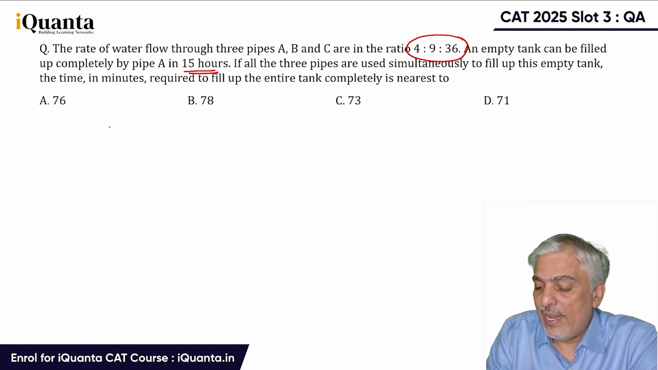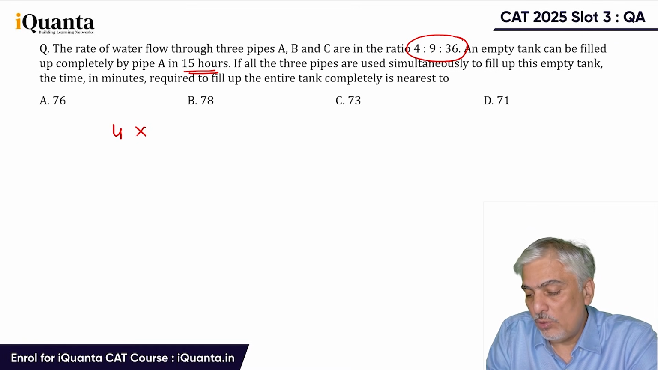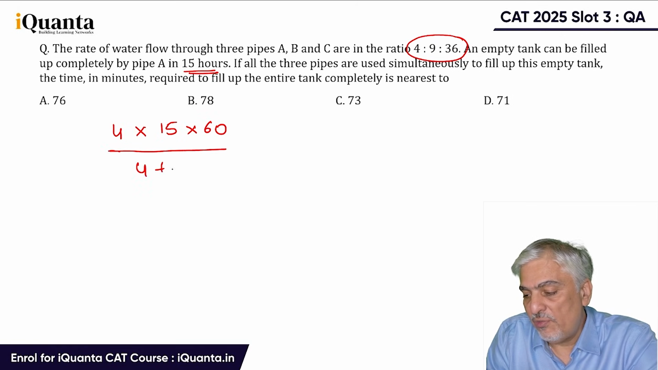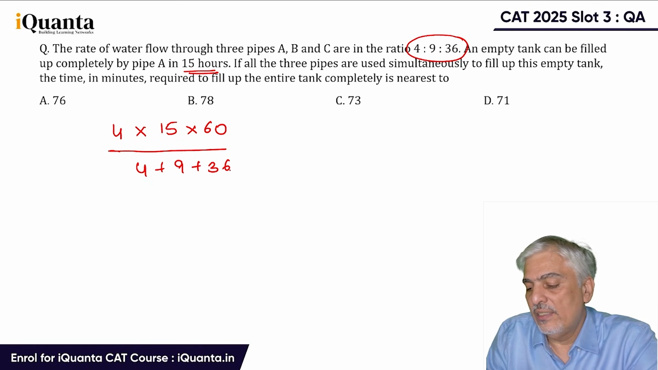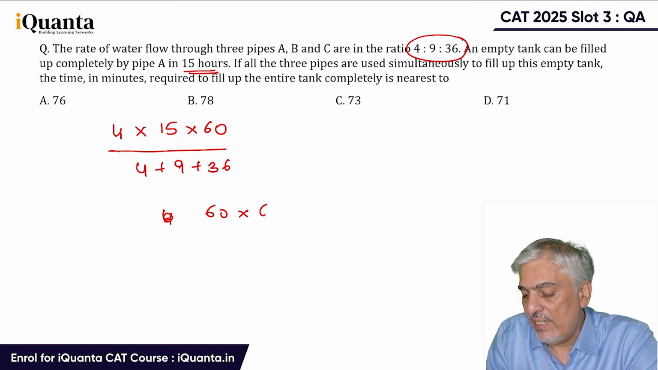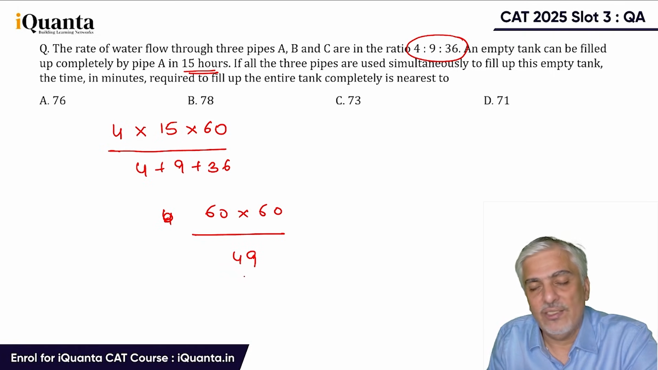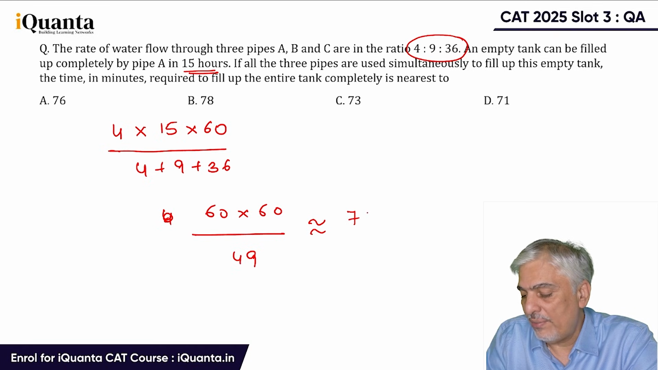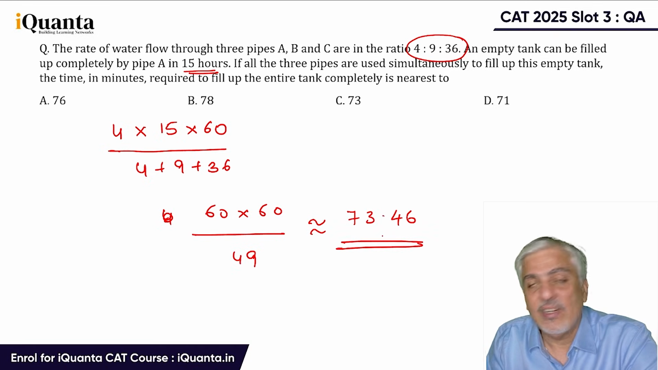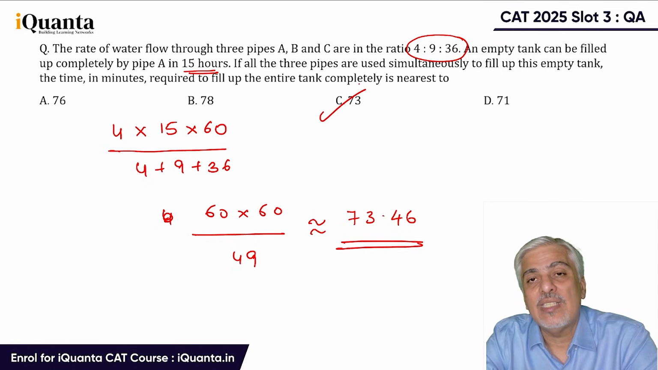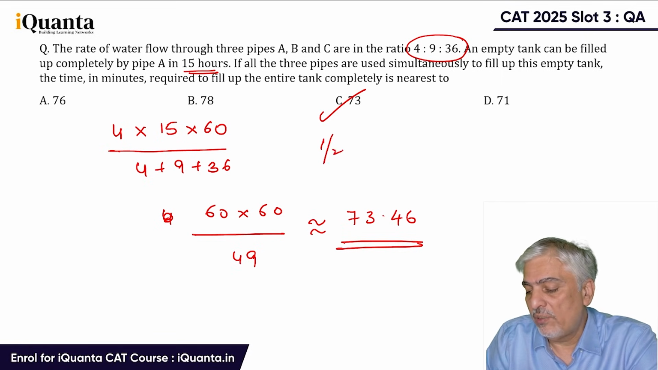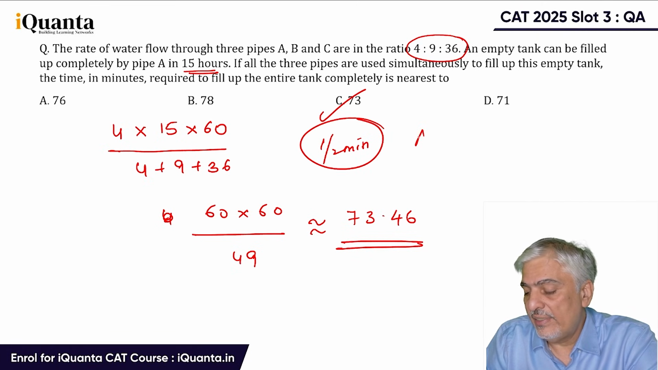So, pipe A, whose flow is 4, is able to do the job in 15 hours. So, 15 into 60, so many minutes. And if all of them are working, the work done will be 4 plus 9 plus 36. So, answer is 60 into 60 divided by 49. You should have just used a calculator. 3600 divided by 49 is approximately 73.46. Okay, I've done this on the calculator. Answer is option C. Very, very, very easy question. In an exam situation also, it cannot take you more than half a minute. And even with the use of calculator, definitely a level one equation.